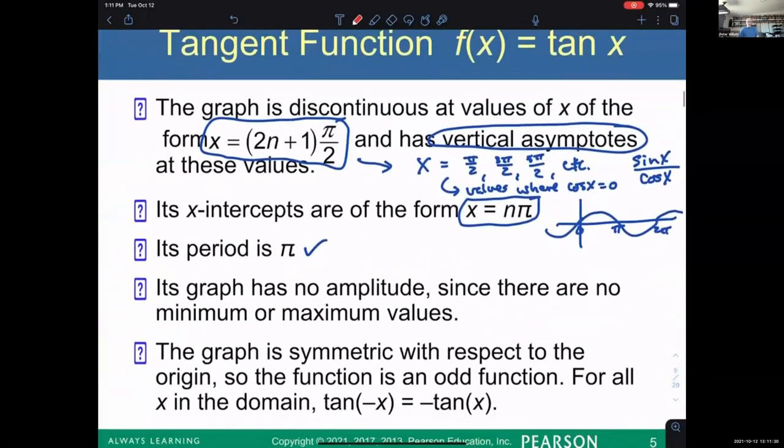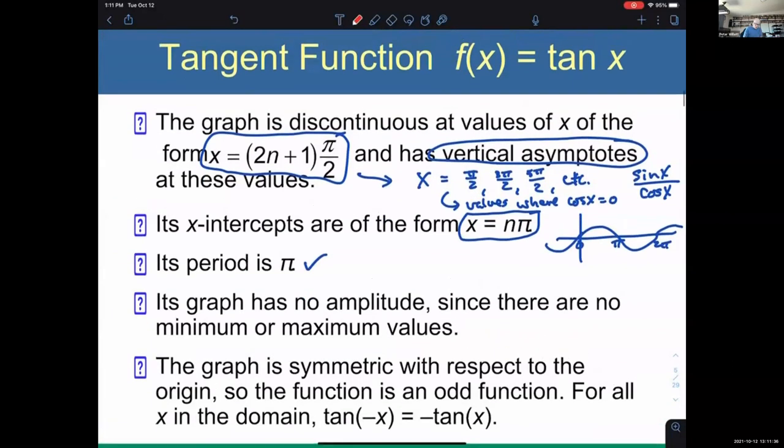But graphically, that means you're going to get the same shape repeating on the graph. Now, here's something more interesting to contrast with the sine and the cosine. Its graph has no amplitude. It has a period, but it has no amplitude since there are no minimum or maximum values.